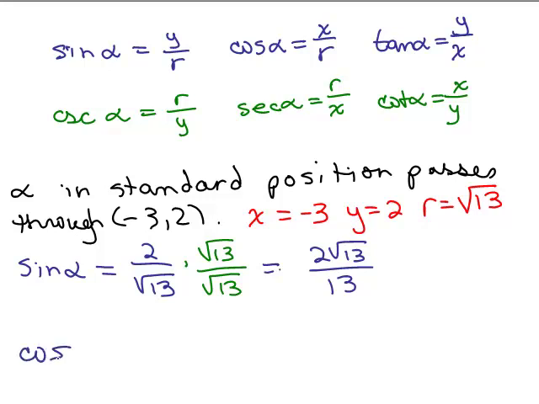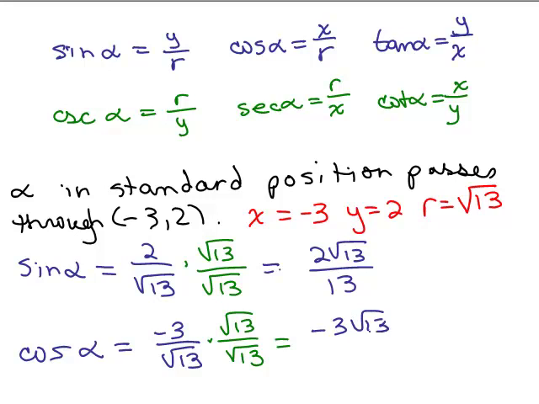How about the cosine of alpha? Well, it would be x over r. So what's x? x is -3 over the square root of 13. I'm going to do the same thing, rationalize the denominator, so that we get -3 square roots of 13 over 13. So go ahead and finish this up. Figure out the tangent, the cosecant, the secant, and the cotangent. And then put the video on pause, do those on your own, and then check with me.